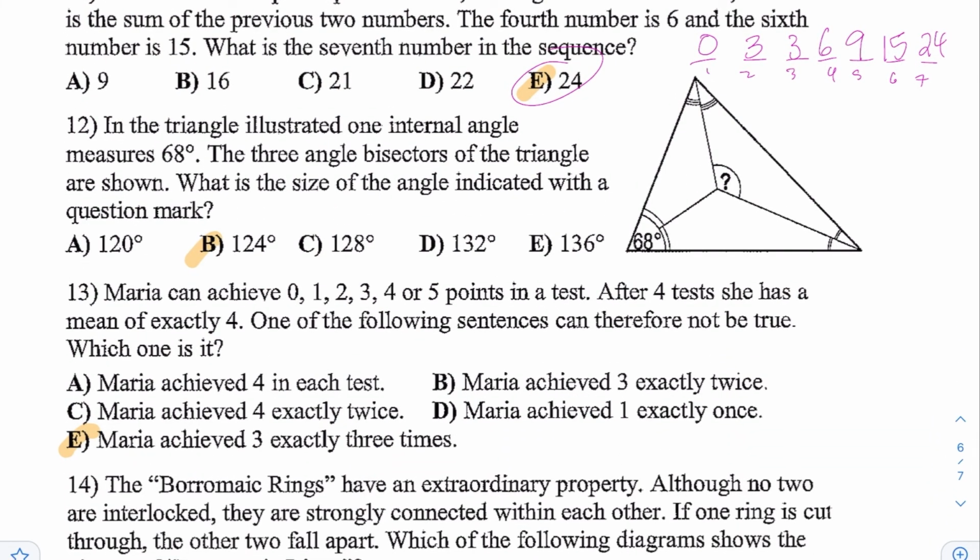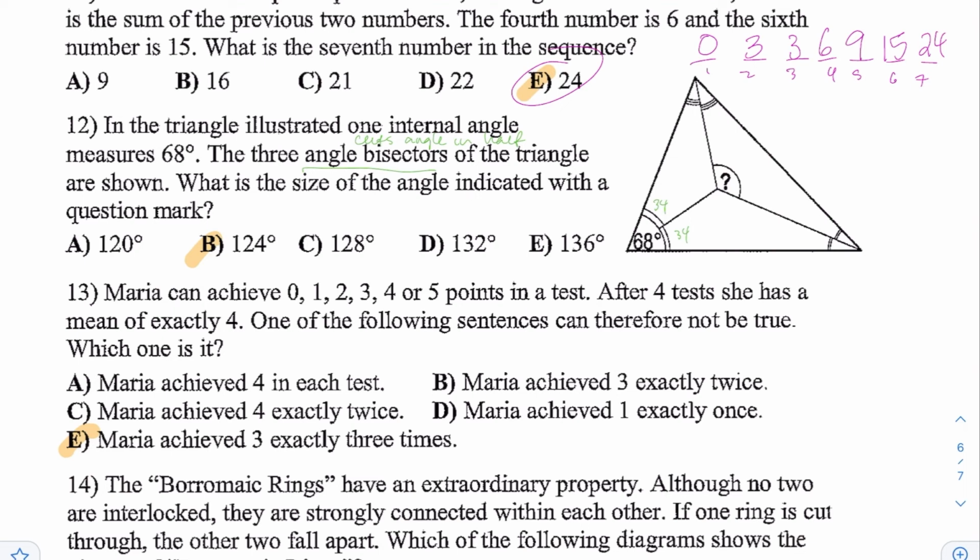Next, for number 12, in the triangle illustrated, one internal angle measures 68 degrees, and the 3 angle bisectors of the triangle are shown. What is the size of the angle indicated with a question mark? An angle bisector cuts the angle in half. So this 68, for example, turns into two 34s. And then the other angles also get cut in half.